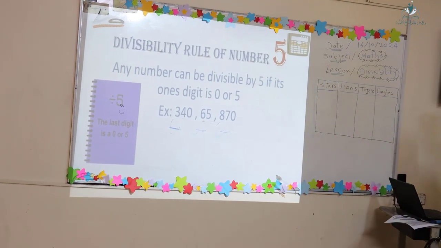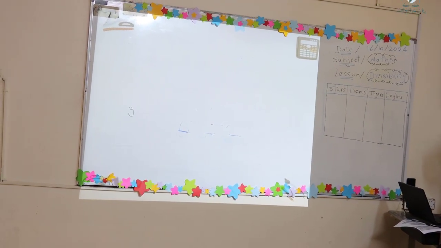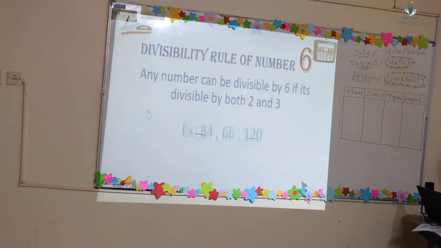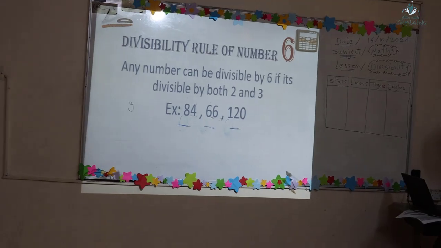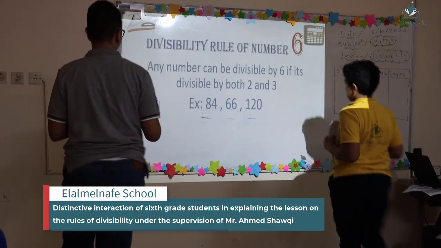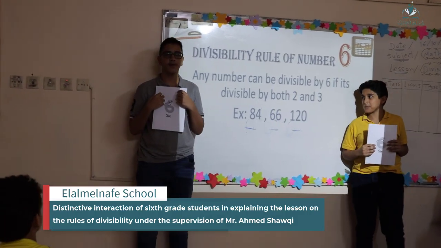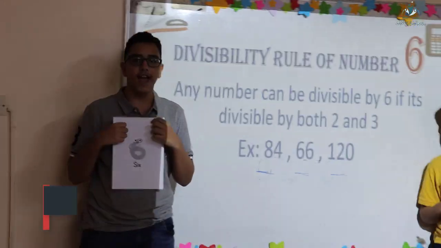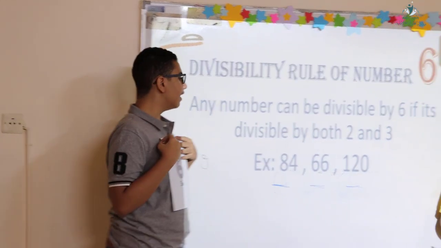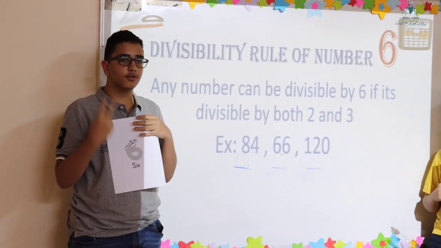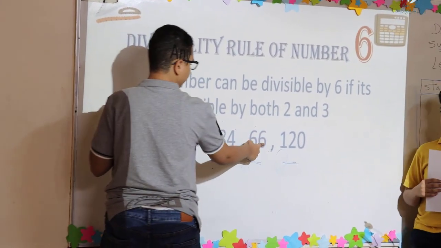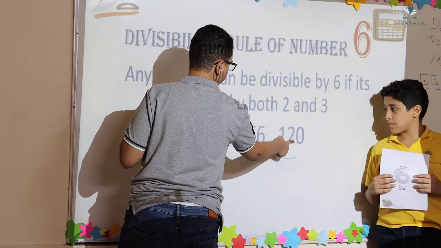Okay. Finally, divisibility rule of the number 6. Where is the number 6? Introduce yourself. Hello everyone, I am the number 6. Any number can be divisible by me if the number is divisible by both 2 and 3. Let's take some examples: 84, 66, and 120.